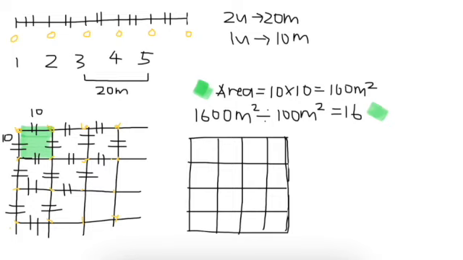If we arrange them in 4 by 4, then how many seeds are there? Okay, let's count. 1, 2, 3, 4, 5, 6, 7, 8, 9, 10, 11, 12, 13, 14, 15, 16, 17, 18, 19, 20, 21, 22, 23, 24, 25.